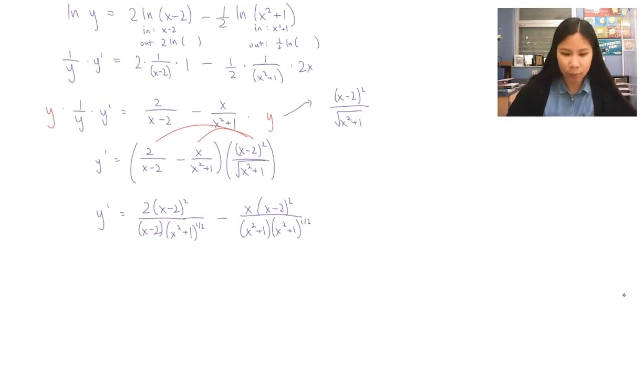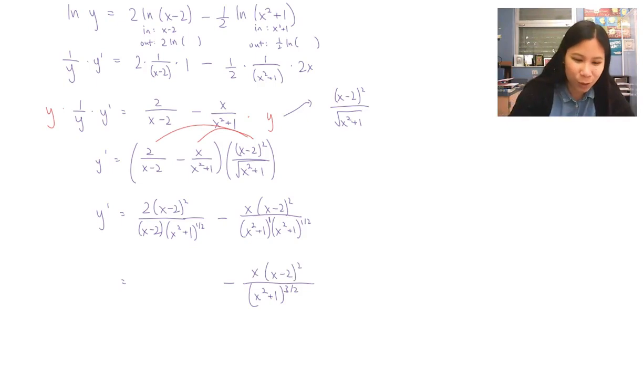But wait, I can simplify that more because x squared plus 1 times x squared plus 1 to the 1/2 power, they have the same base, so I can just add the exponents. So the x squared plus 1 really has an exponent of 1. I can add that to the 1/2 to get me x squared plus 1 raised to the 3 over 2 power. And with my first fraction, I have an x minus 2 on top and on bottom, so one of these should cancel out, getting rid of the square, basically. So I'm going to end up with 2 times x minus 2 over x squared plus 1 to the 1/2.